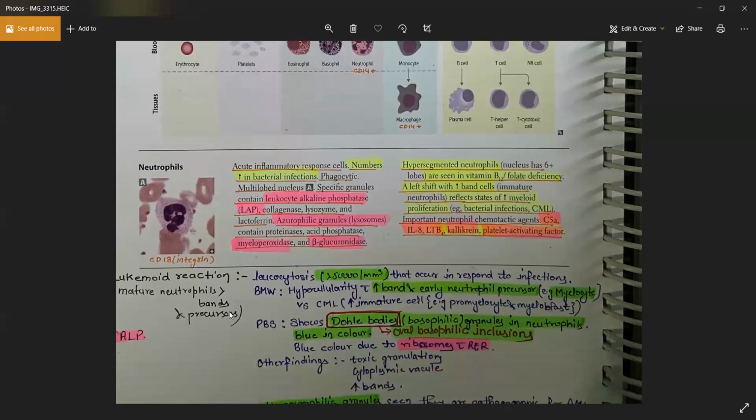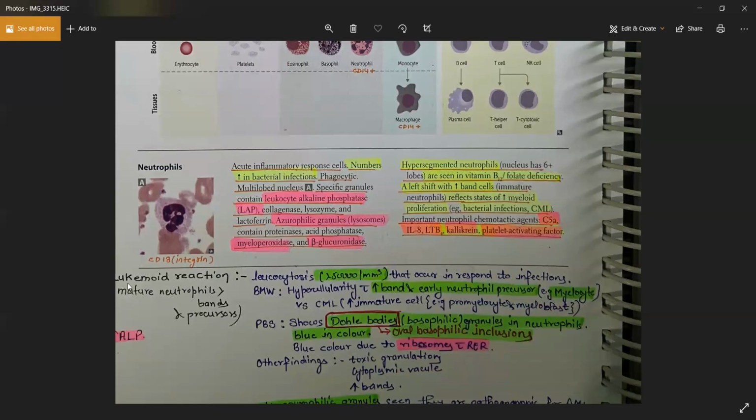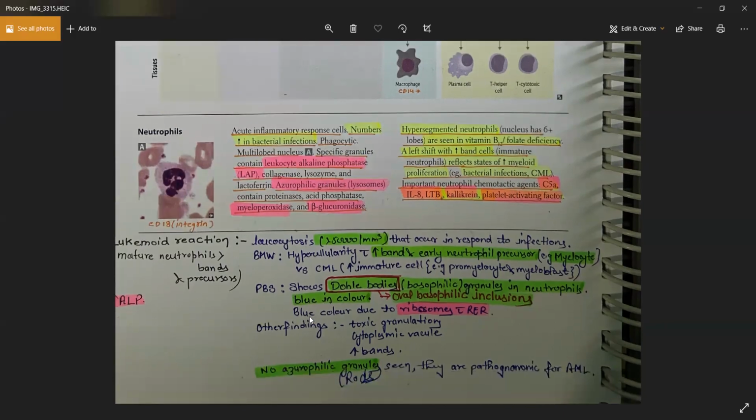Then this left shift is also known as a leukemoid reaction, in which you have many immature neutrophils in the blood because of any kind of infection. Along with that, you will also have the leukocytosis, which makes sense. Whenever you have the infection, you will have a high number of these neutrophils. Early band forms and the early neutrophil precursors like the myelocytes can also be released in the blood. Versus in case of CML, you will have the more immature forms, like the promyelocyte and sometimes even the myeloblast.